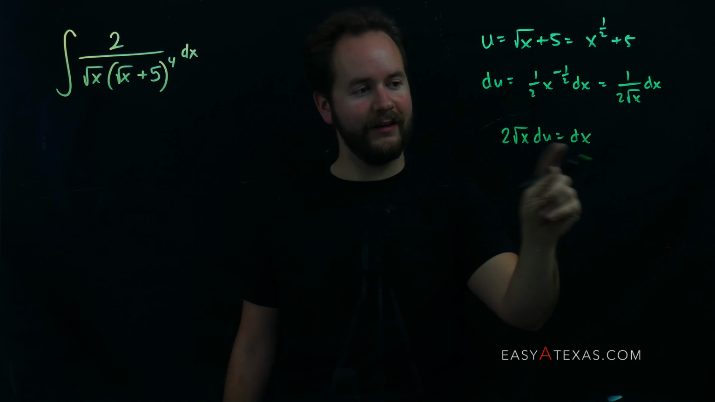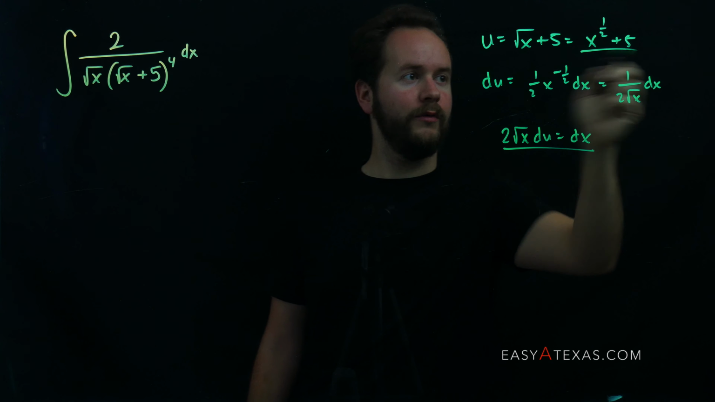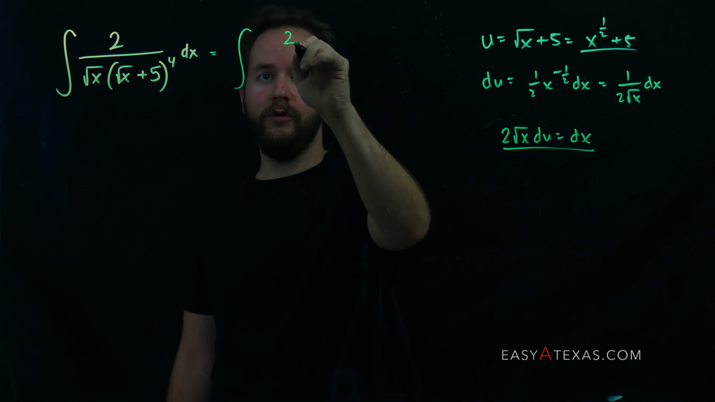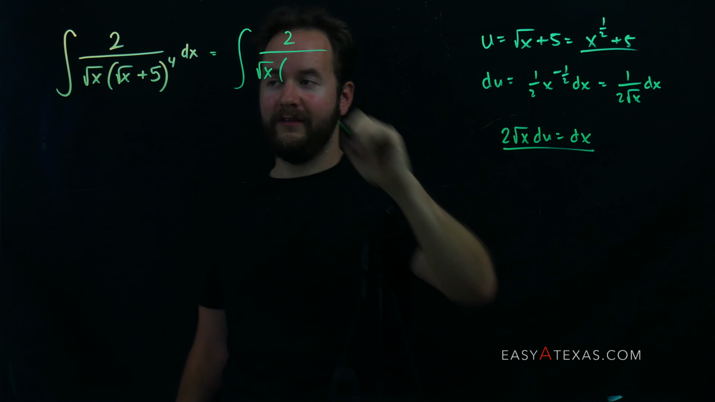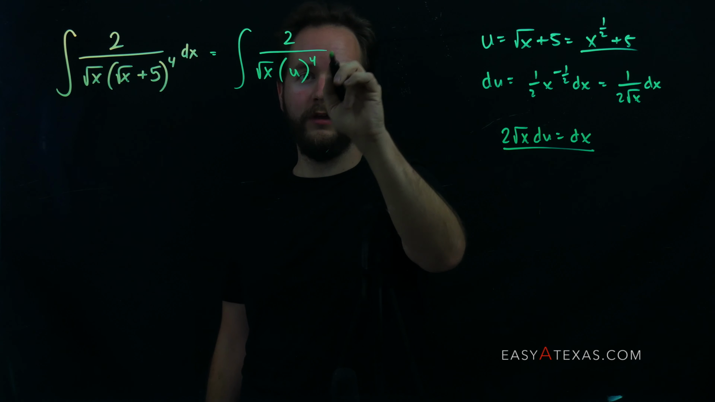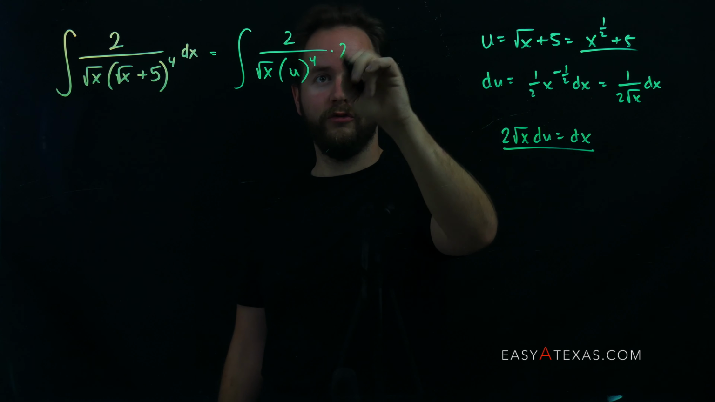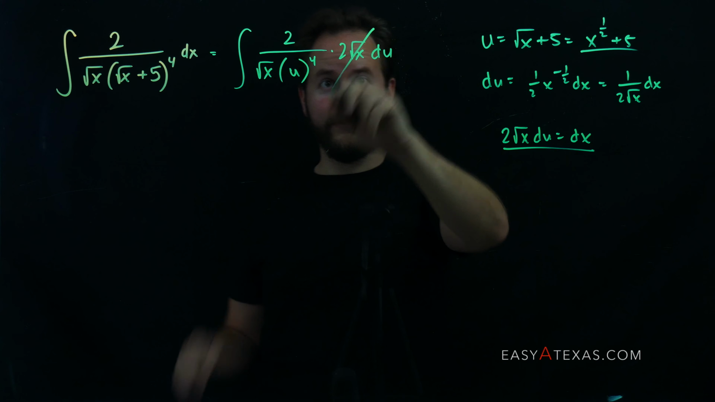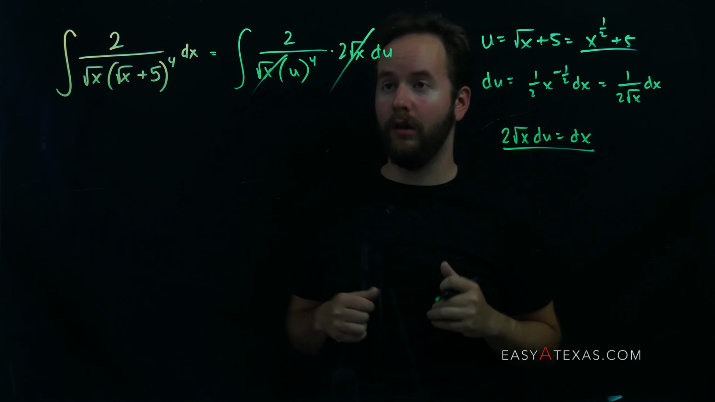And now that I have this, I can substitute this as well as my u equals square root of x plus 5 into the integral. This is going to give me the integral of 2 over square root of x is going to stay the same, but this square root of x plus 5, I'm going to call this guy u. This is being raised to the 4th. dx gets replaced by 2 square root of x du, which is really handy because this root x and this root x end up canceling, and my integral is now all in terms of u.